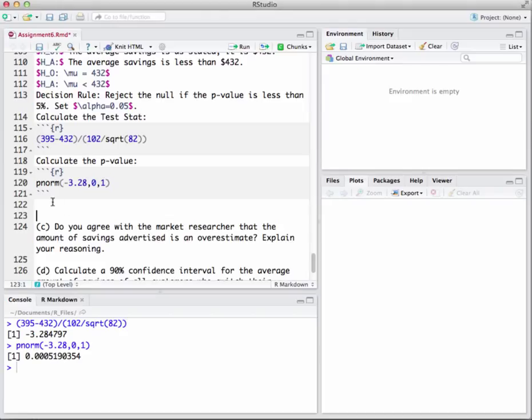Okay, so what we need to do now, the next step in our hypothesis test, is the decision rule, or make a decision, or conclusion. We'll go conclusion because I think that's what the textbook uses. So what is our conclusion? Our conclusion here is to reject the null hypothesis. The p-value is smaller than alpha.